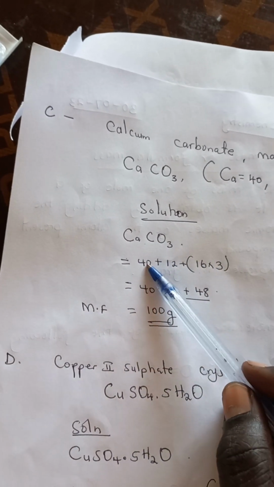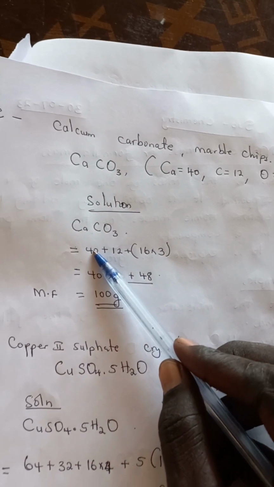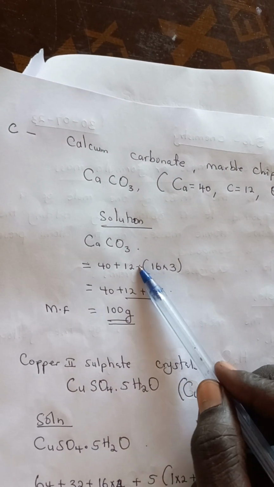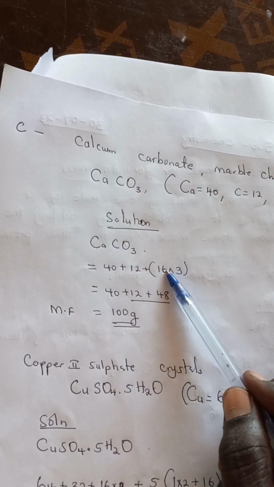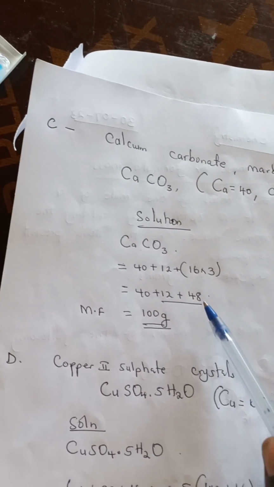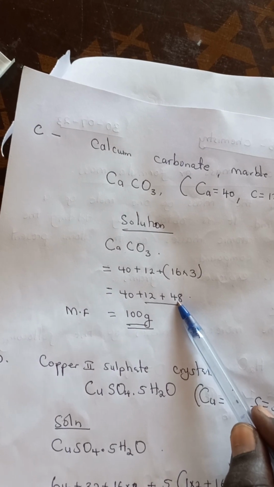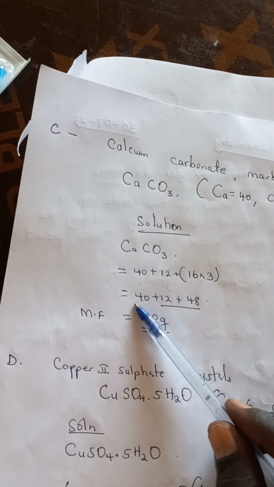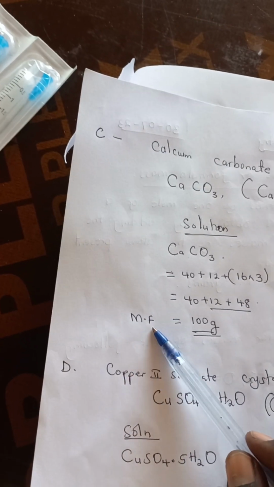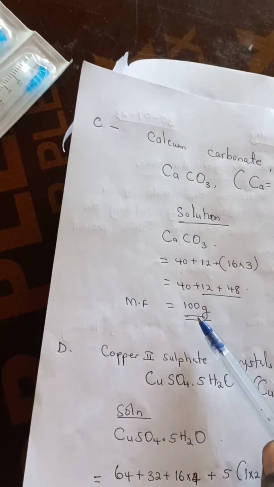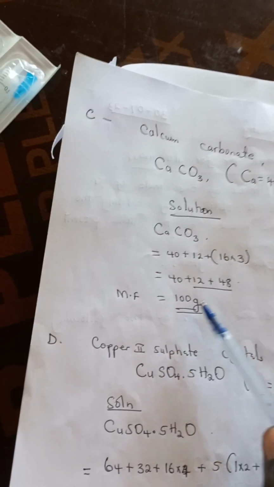We shall have 40, which is the relative atomic mass of calcium, plus 12, which is the relative atomic mass of carbon. Then oxygen is 16 times 3. That will result into 48. Then plus 12 plus 40. When you add all these very well, you will find that the molecular mass of calcium carbonate, which is commonly known as the marble chip, is going to be 100 grams.